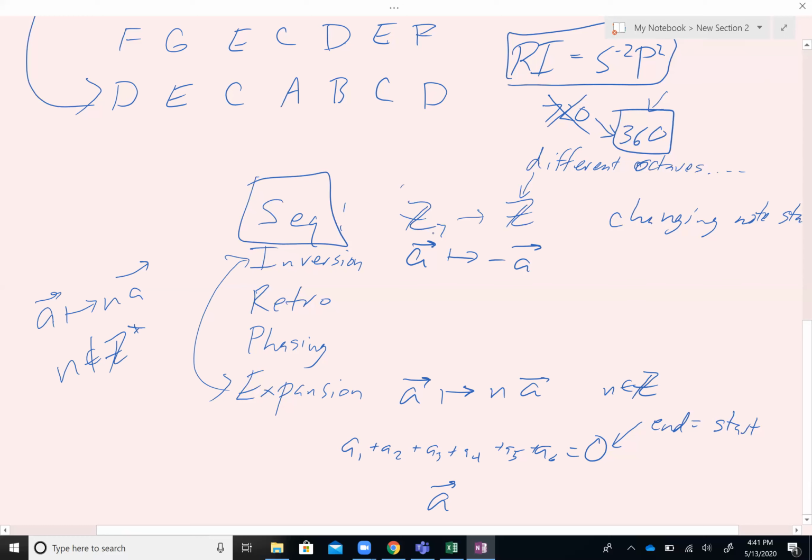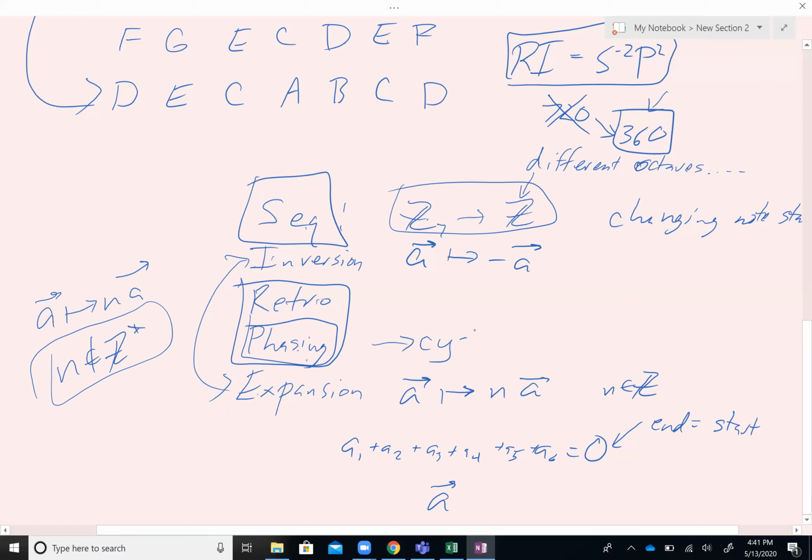So we've got this addition by elements of Z7 or maybe Z. That's pretty simple. Likewise, these two together can be just thought of as a multiplication by a non-zero integer. So that's pretty simple. The more interesting thing is what's happening with this retro and with this phasing. So the phasing was changing our starting point. This is a cyclic permutation.